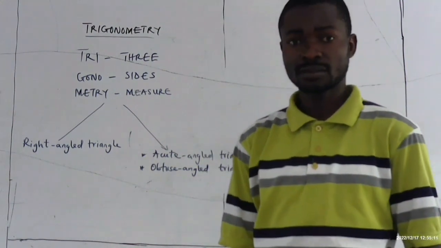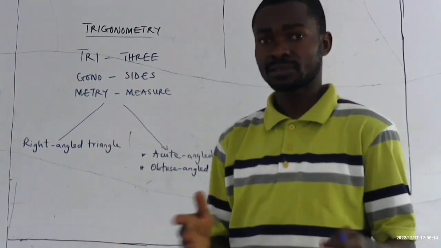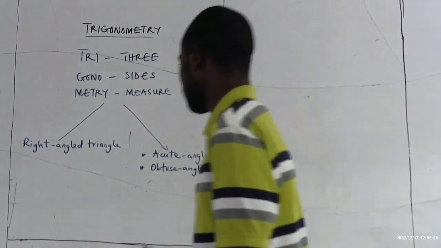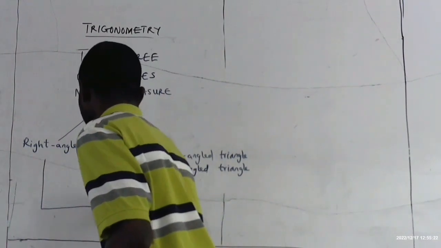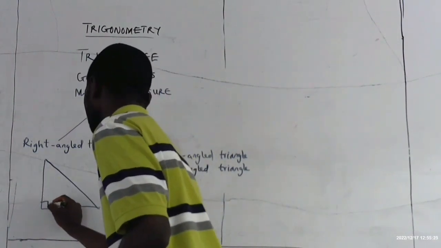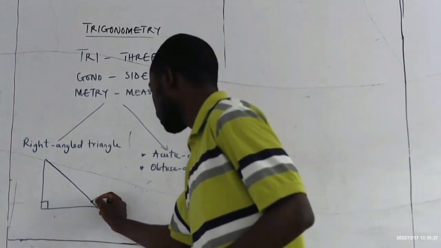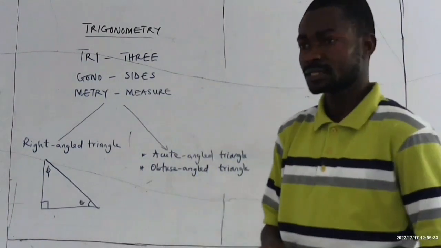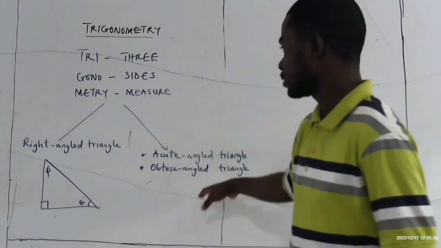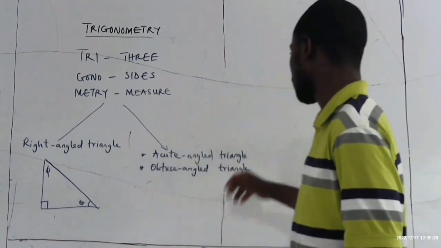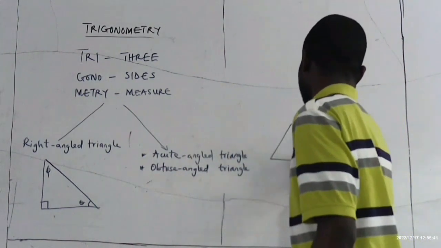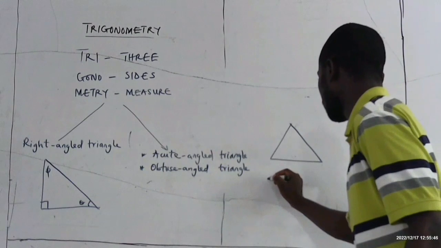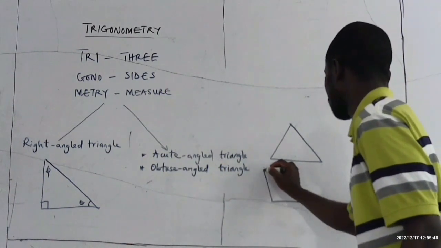So there are two kinds of triangles we'll be looking at. Basically three, but in two categories. The first category is the right angle triangle. A triangle like this. That's the right angle triangle. Then you can have an angle here or an angle here, whatever. So that's the right angle triangle. And then the other triangles we look at is the acute angle triangle. The acute angle triangle is drawn this way. And the obtuse angle triangle is this way.